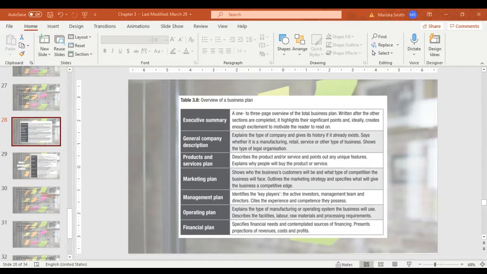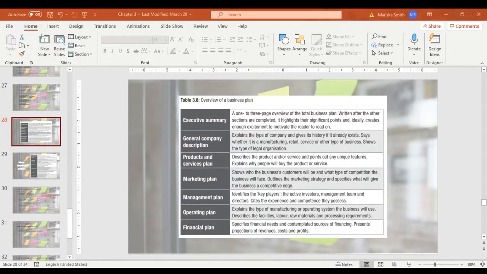The next one is the operating plan. So this explains the type of manufacturing or the operating system that the company is going to use. How are you going to manufacture dry bath? Okay, how are you going to create the gel that is being used in dry bath? So you literally just have to explain the process. You don't have to give the recipe, guys. It's not a recipe, okay? It's literally just explaining the process.